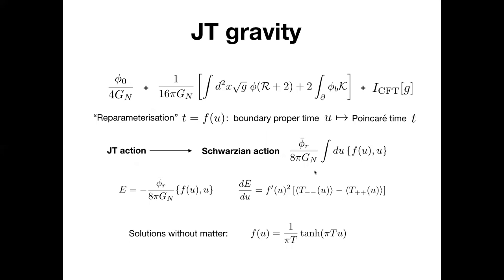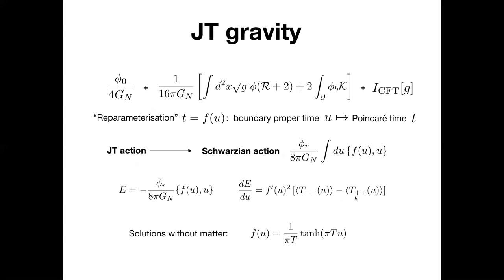And once I have this action in hand, I can, for example, compute the ADM energy, the conserved quantity, which is given by the Schwarzian. And I can compute the dynamics, which is determined by this coupling to the external matter field. Up to this f prime, which is essentially a redshift factor, the variation of the energy with time is just given by the energy that's coming inwards minus the energy that's going outwards.